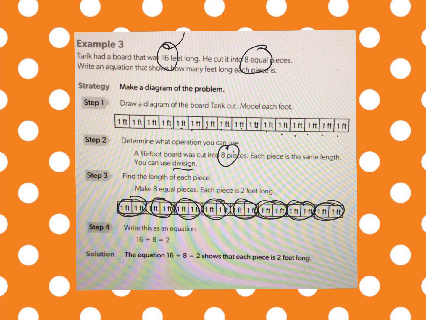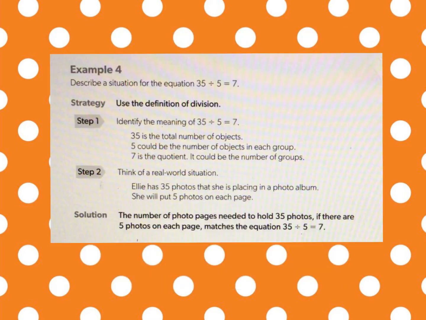Write this as an equation. 16, our big number, divided by 8 equals 2. The equation 16 divided by 8 equals 2 shows that each piece is 2 feet long.